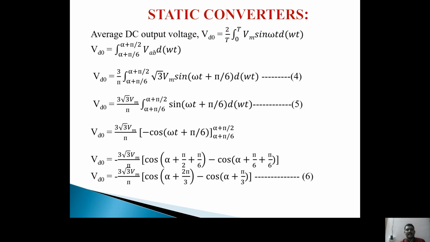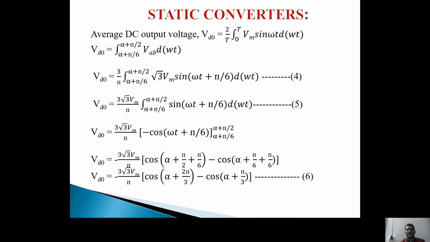Next, coming to the average DC output voltage, we have a formula to find this, that is Vd0 is equal to 2 by T integral 0 to T Vm sin omega t d omega t. From this I am taking one phase to phase voltage, that is Vd0 is equal to integral alpha plus pi by 6 to alpha plus pi by 2, the conduction period, of VAB d omega t. So Vd0 is equal to, in place of 2 by T I am replacing with 3 by pi, integral alpha plus pi by 6 to alpha plus pi by 2.